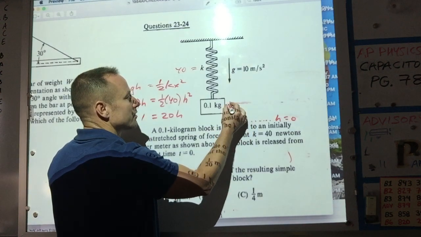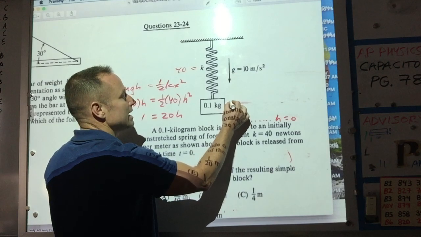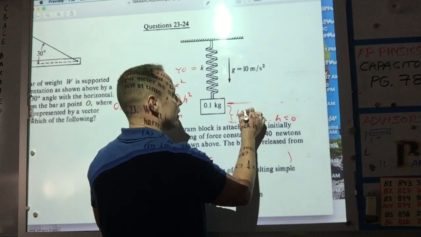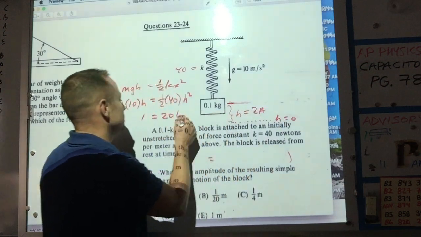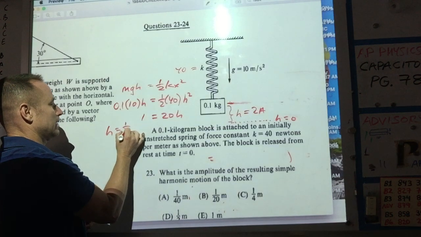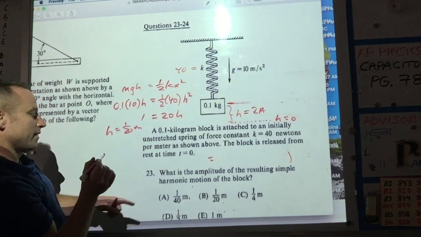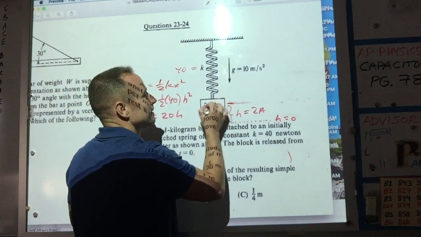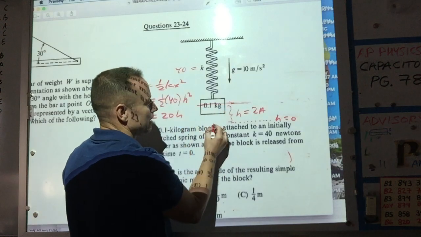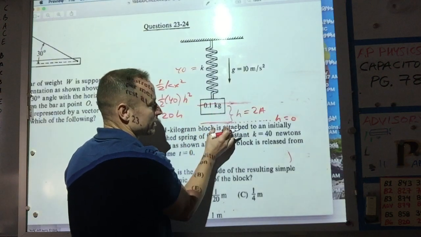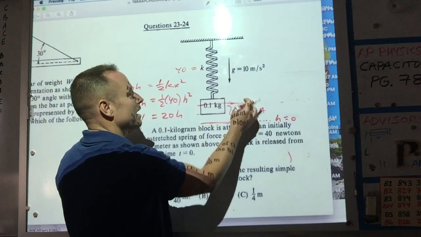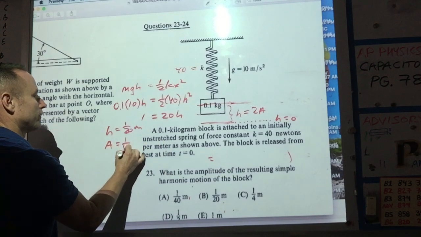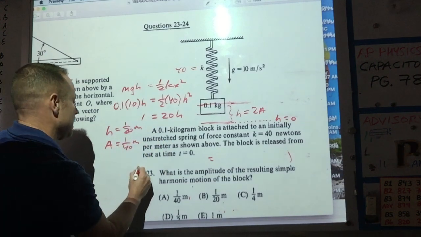Let's see. But it's never going to go this high again. Hang on. This h is actually double the amplitude. So we just found that h is 1 over 20 meters, but the amplitude then is going to have to be 1 over 40. Ooh, that's a nasty one. Yeah, because it's never going to get higher than here, and it's never going to get lower than the place where it turns around. So the height that you find is double the amplitude. So h is 1 over 20, which means the amplitude is going to be 1 over 40 meters. So that's going to be A.